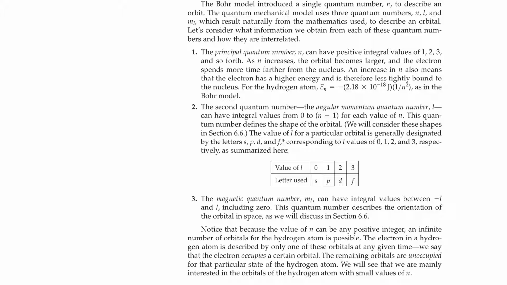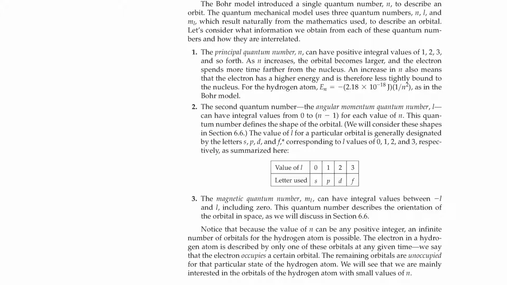An increase in n also means that the electron has a higher energy and is therefore less tightly bound to the nucleus. For the hydrogen atom, E sub n equals negative 2.18 times 10 to the negative 18 joules over n squared, where n is the principal quantum number, as in the Bohr model.